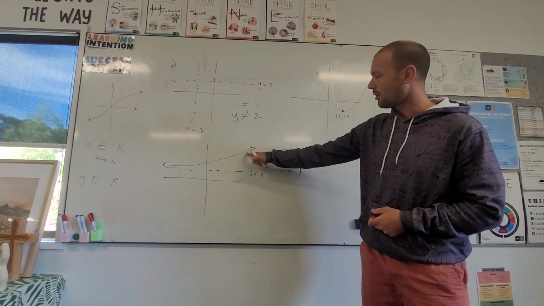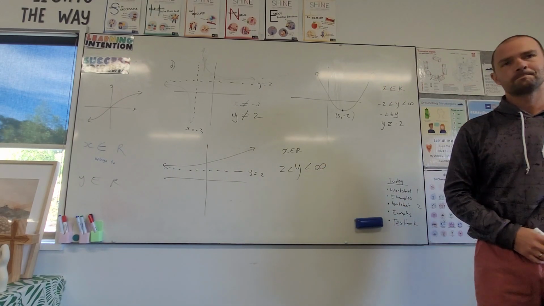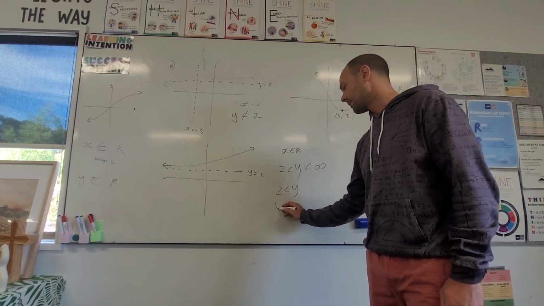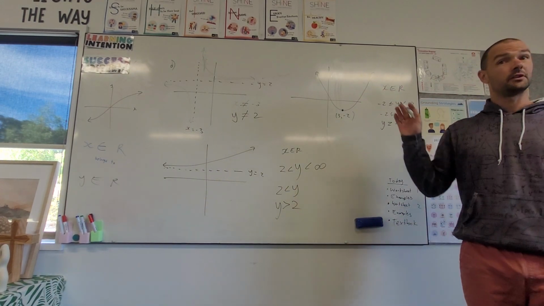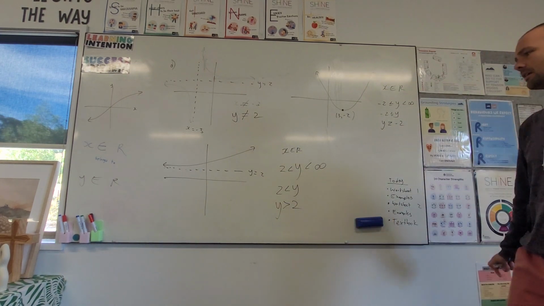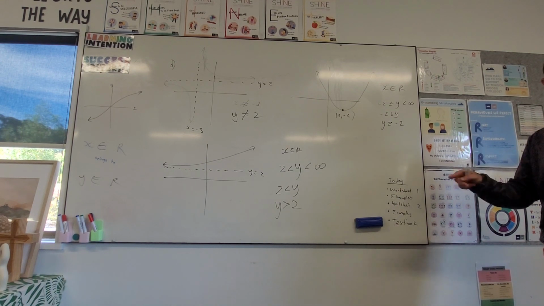And as we go to the right, it's just going up forever. So we'll put 2 to infinity. We drop the infinity, and then we write the variable first. y is larger than 2. Okay, the y values are going to be larger than 2. All right. Any questions about those three?